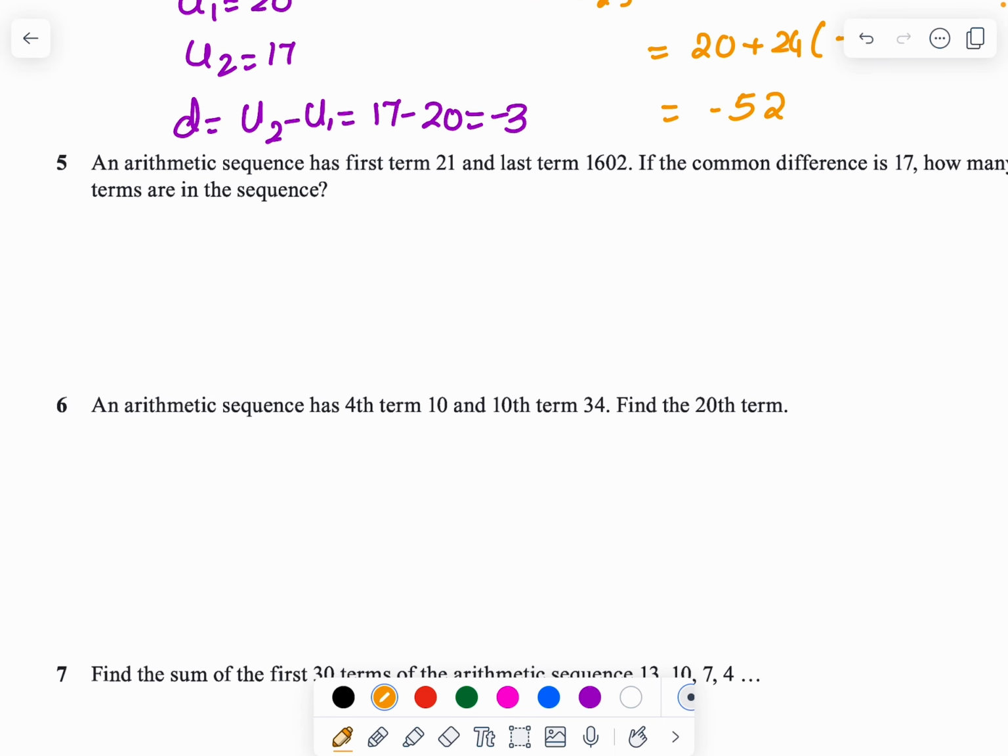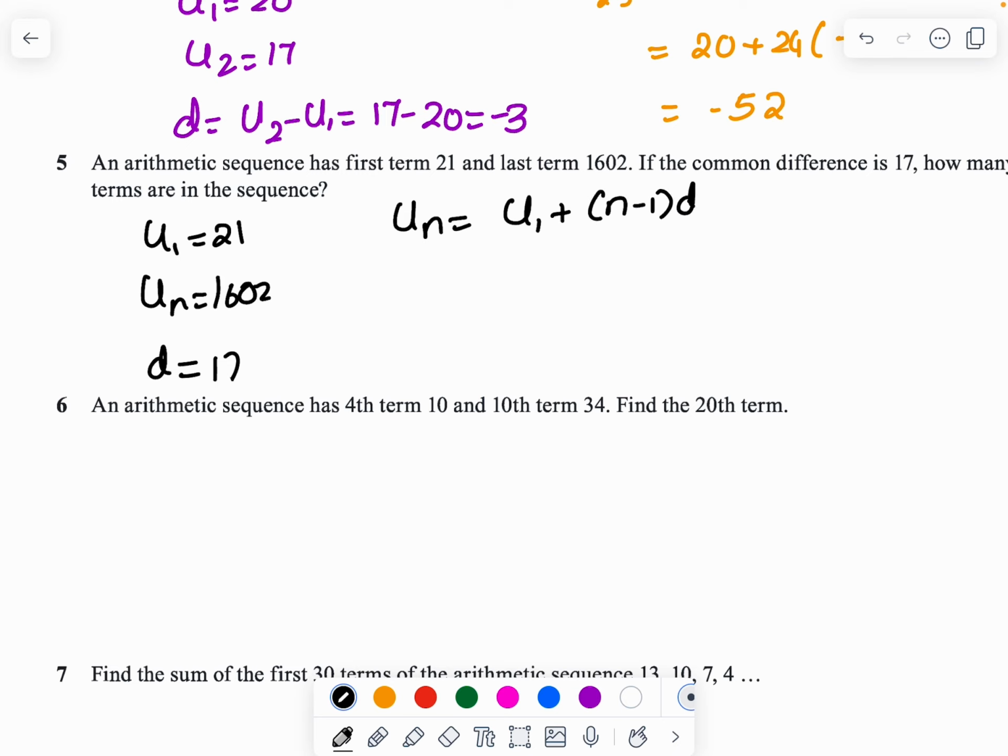Question number 5. An arithmetic sequence has the first term 21, so U1 equals 21. The last term, the nth term, is 1602. If the common difference is 17, how many terms are there? This means we have to find the value of n. The Un formula is U1 plus n minus 1 times d. So 1602 equals 21 plus n minus 1 times 17.